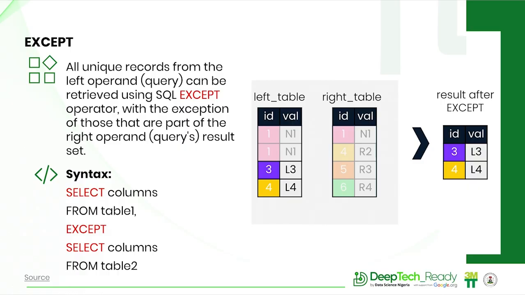Then we have ID 3 and 4. Now these do not exist in our right table. That is why we are able to return them. So basically this is how the EXCEPT works.